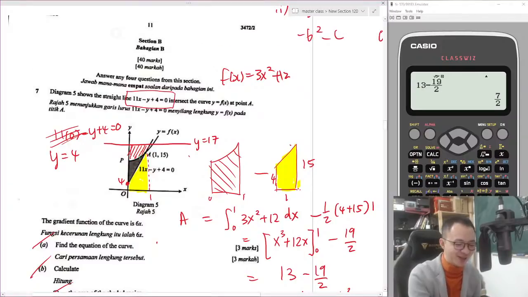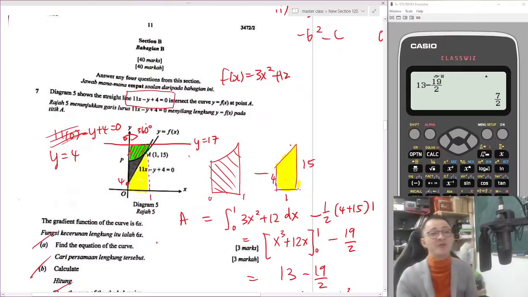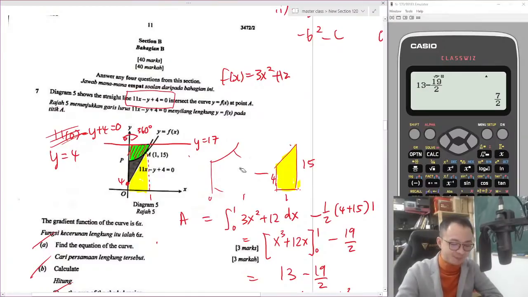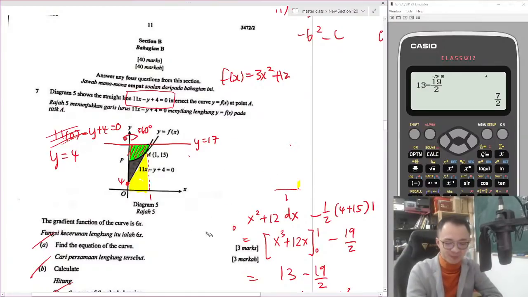Maybe I give you some color. They're talking about this green area. This green area is going to rotate 360 degrees about the y-axis, and then you will form a volume. They want you to leave your volume in terms of pi. Okay, let's do it.